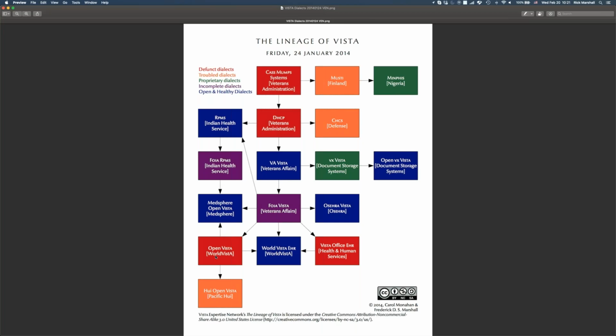But most people didn't even know there was such a thing as a dialect. If they could name one or two or three, that was all they could name. They didn't have any idea that there were this many dialects or how they were related to each other.